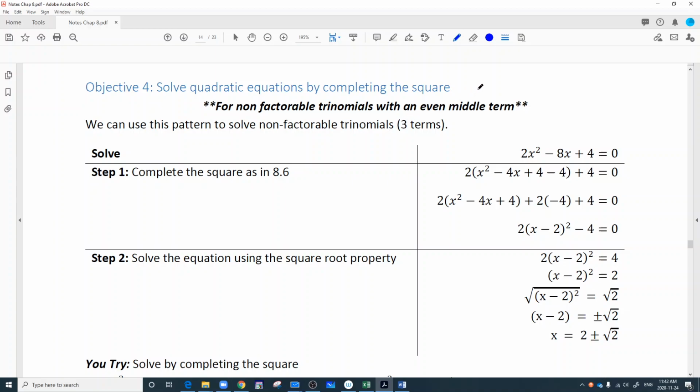So in 8.1, we are learning 3 of the 4 methods to solve a quadratic equation. So if we have something like ax squared plus bx plus c equals 0, the first thing we've decided is that if this is factorable, we're going to factor. To factor, you're using the zero factor property. Okay, so you're setting it equal to 0, factoring, and then setting each factor equal to 0 and solving.